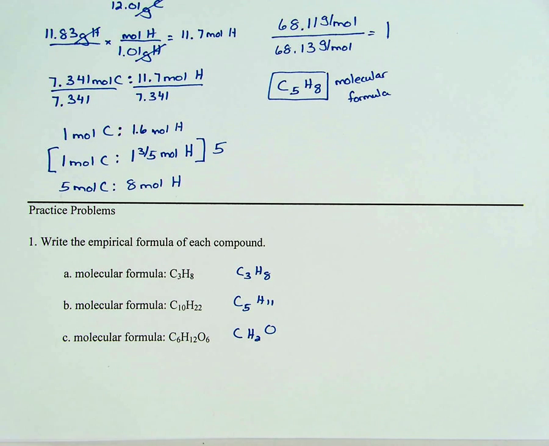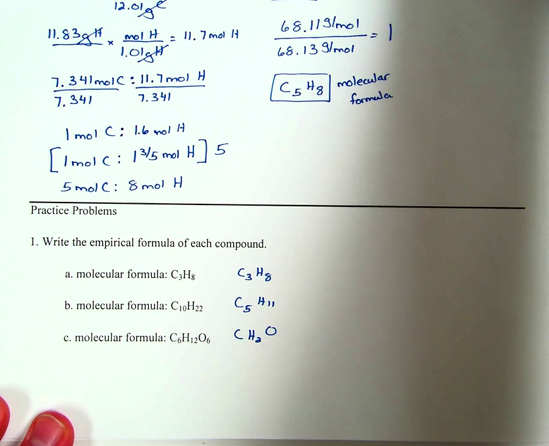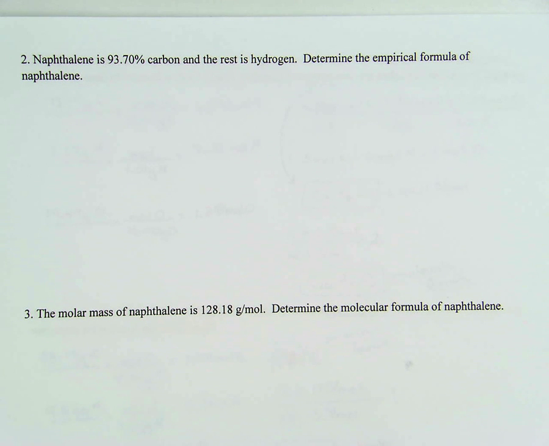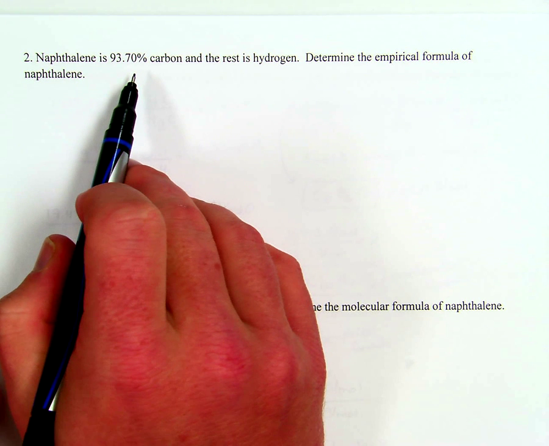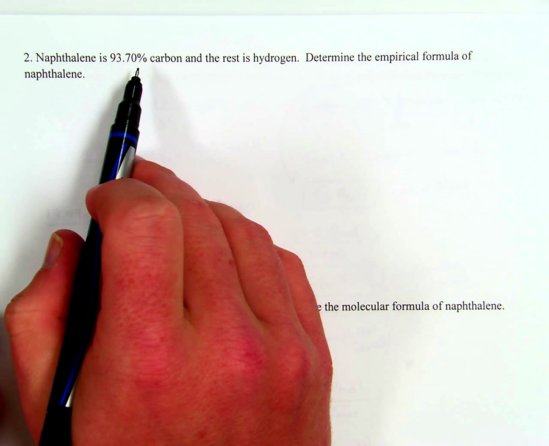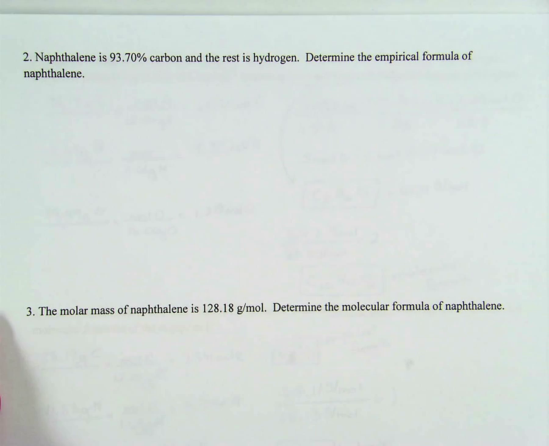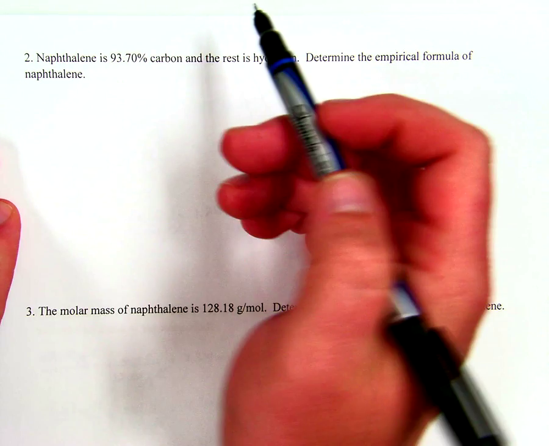Alright, the last examples, these two go together. Number 2 gives us the percent composition of naphthalene. We're told that naphthalene is 93.7% carbon and the rest is hydrogen. We're asked to determine the empirical formula of naphthalene. Our first step is to convert our percents into moles. So that's 93.70 grams of carbon.